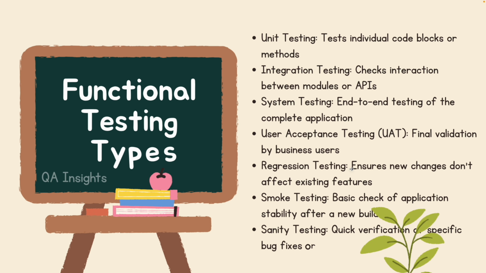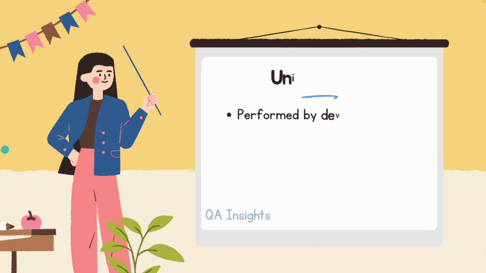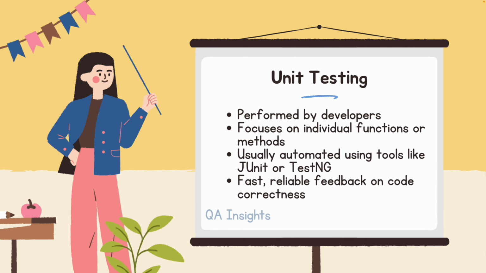First, the functional testing type is unit testing. Second, integration testing, system testing, user expectation testing, regression testing, smoke testing, and sanity testing. So these are the types of functional testing. We will look at each of the types in depth in more videos. Let's look first at unit testing.